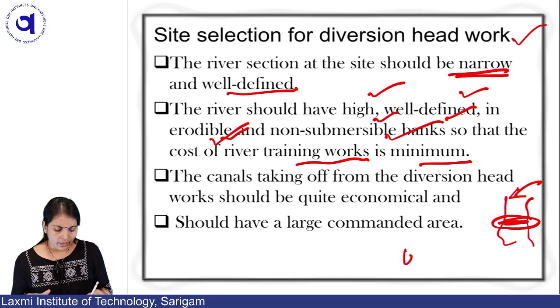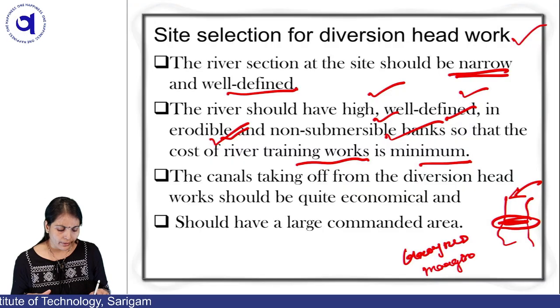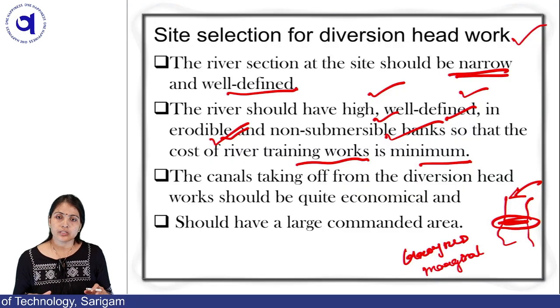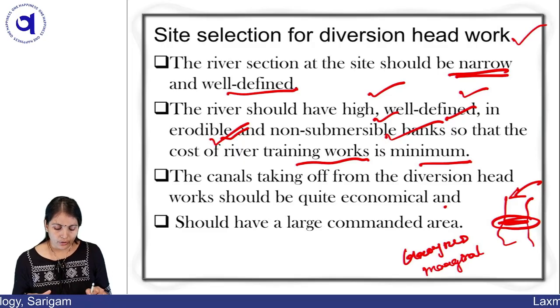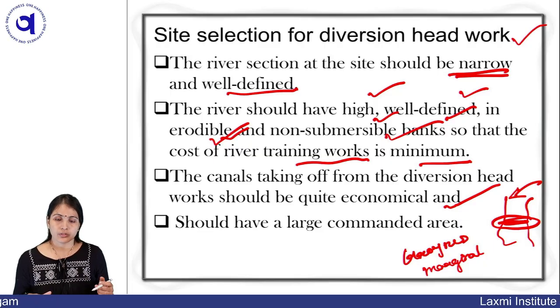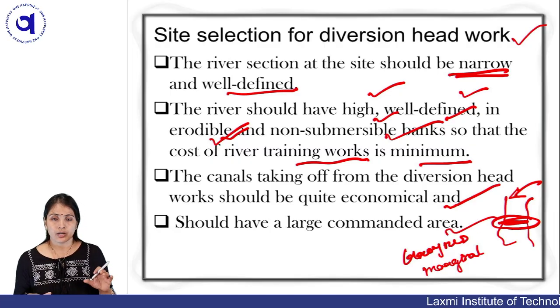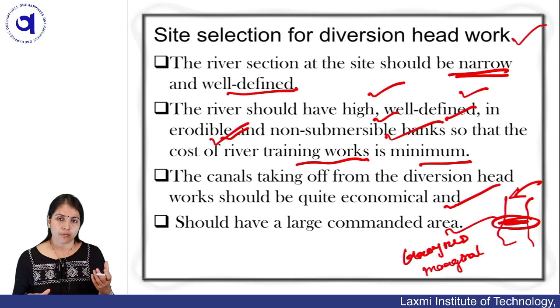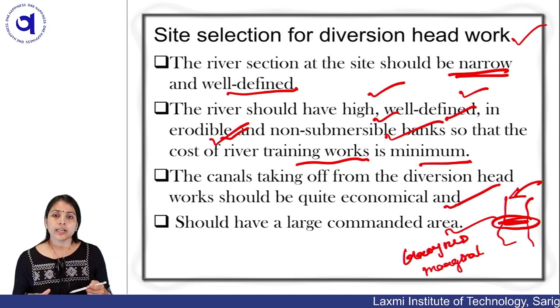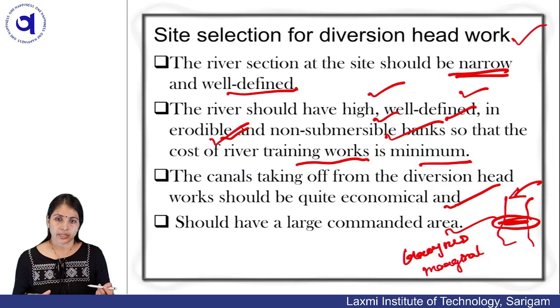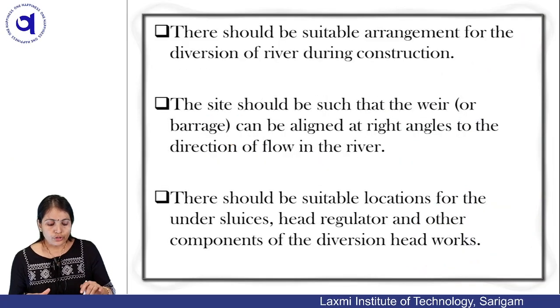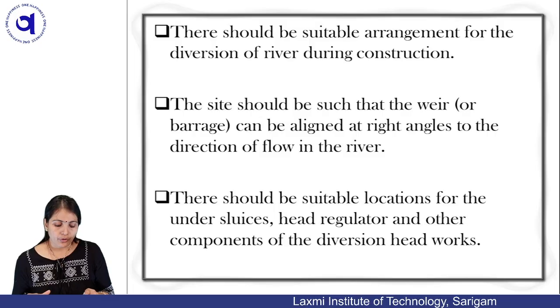Training works like groynes and marginal bunds are the training works we provide before constructing the diversion headwork. The canal taking off from this diversion headwork should be quite economical, and should have a large commanded area. Large commanded area means the canal taking water from this diversion headwork should irrigate more area of land. There should also be a suitable arrangement for the diversion of the river during construction.